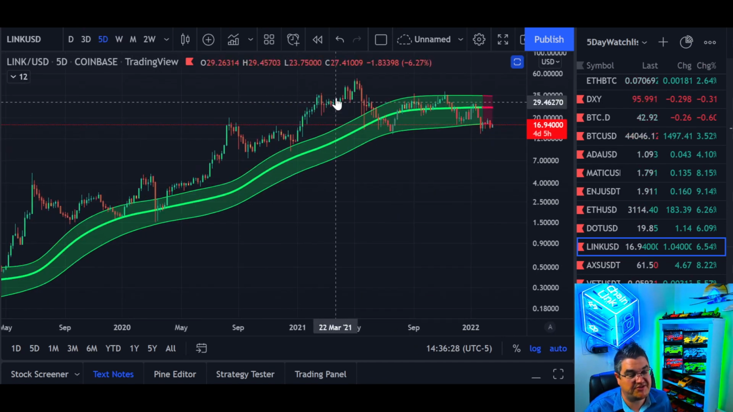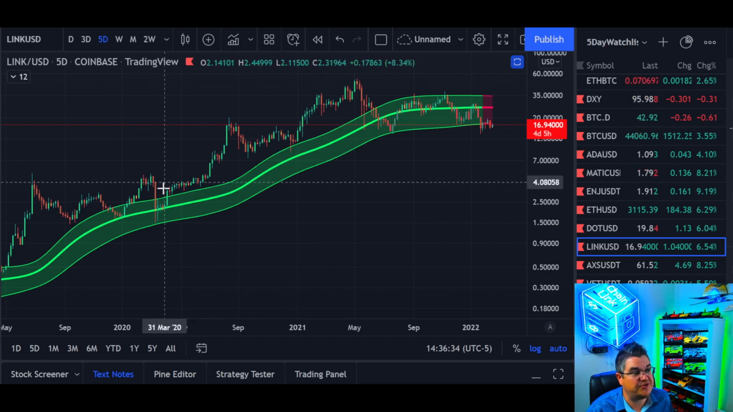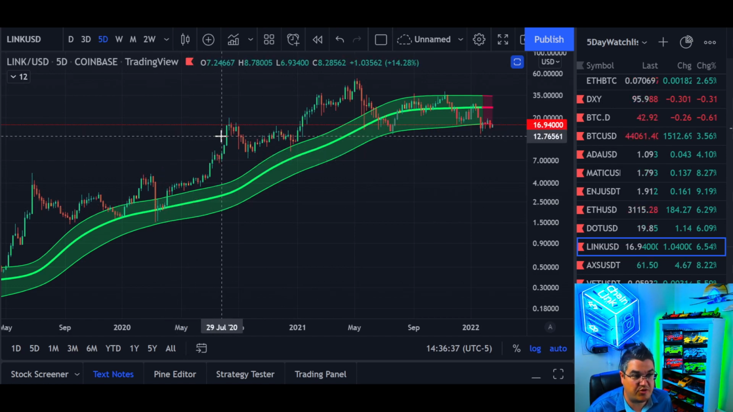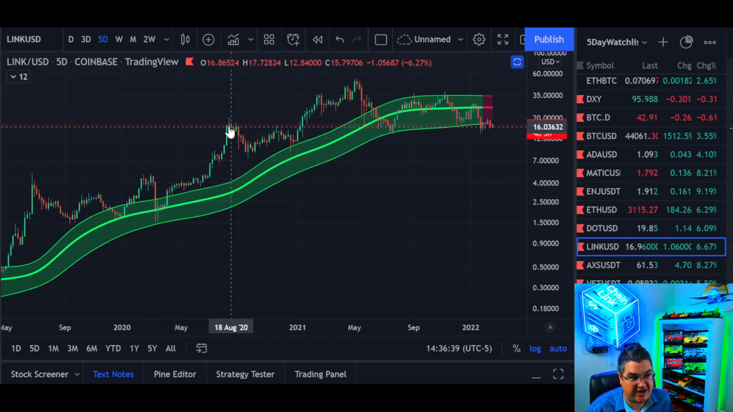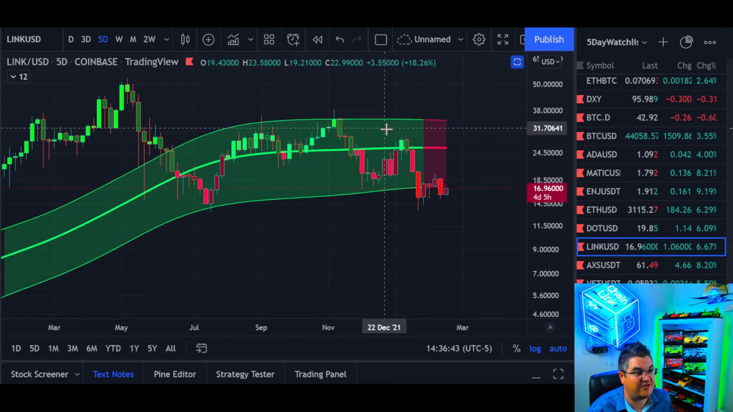So most people that are frustrated with Link right now tend to have bought up in these areas after massive rallies. That's usually when the majority of people tend to buy, when everyone's talking about it, and it seems like no bottom is ever coming, only up, right? That's when you tend to want to get out.